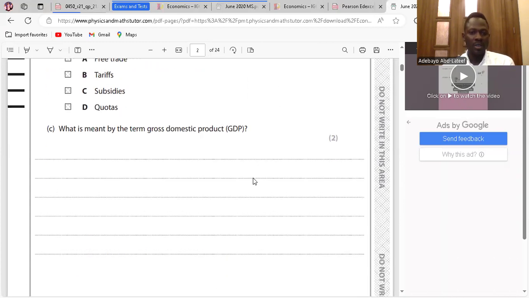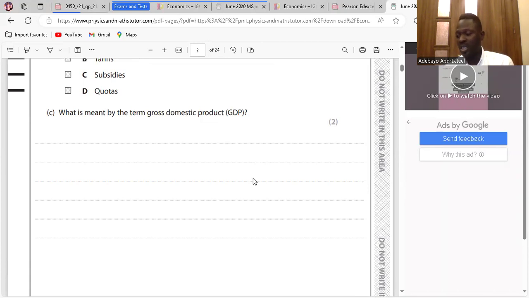Go to question C. What is meant by the term GDP? GDP is the market value of goods and services produced in a given economy. That is the nominal GDP. But when we talk about the real GDP, it means it has been adjusted for inflation. So when they ask you in the exams about real GDP, it's a GDP that has been adjusted for inflation. But the GDP here is a nominal one, which is the market value of goods and services produced in a given economy. Is it clear? So go to question D.